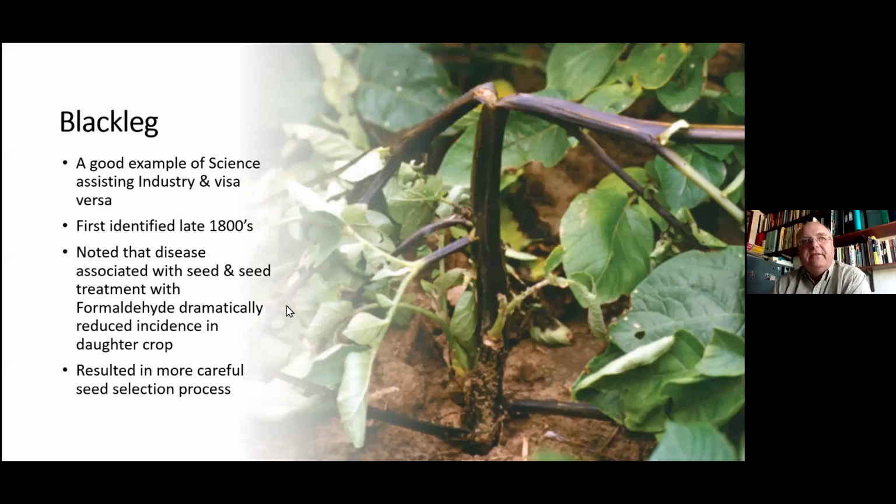Blackleg, which was what I wanted to concentrate a little bit more on, I think is quite a good example of science assisting industry, and industry assisting science. It was first identified in the 1800s, and fairly rapidly noted that the expression of the disease was associated with seed. To try and control it, they started using seed treatments with formaldehyde in the early 1900s, and found that it dramatically reduced the incidence in daughter crops. And also, as a spin-off from that, it helped instigate the use of certification, or seed selection process, classification schemes, etc.